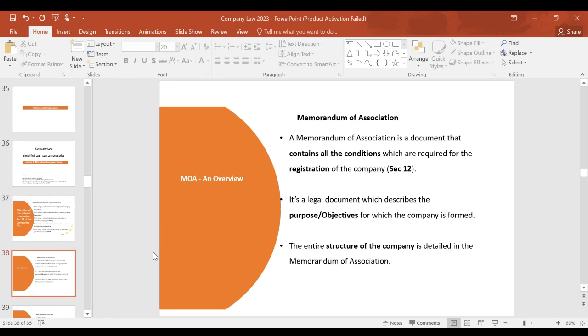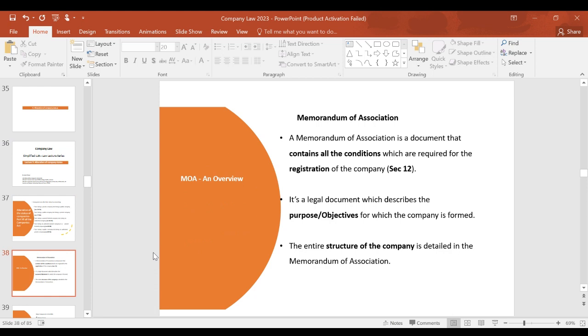Now, it's important for us to know at the moment when we are altering the status of a company, there are a few things that will need to be amended. And those amendments must be done within the confines of the Companies Act. And also, these amendments must be registered with the Registrar of Companies after the alteration. But before we go into that, let's first have an overview of the Memorandum of Association of a particular company.